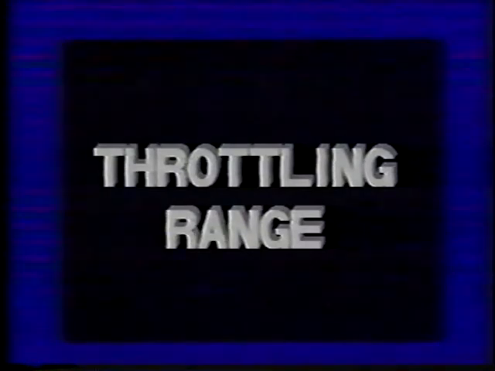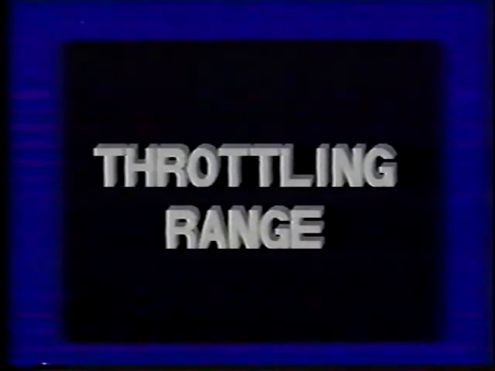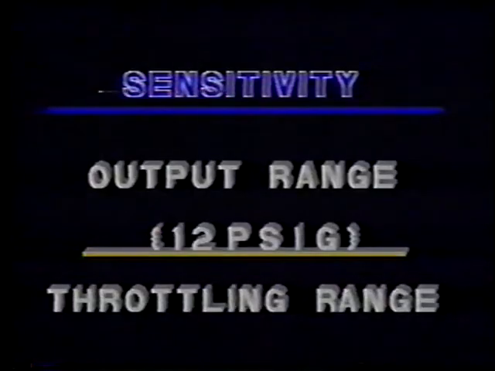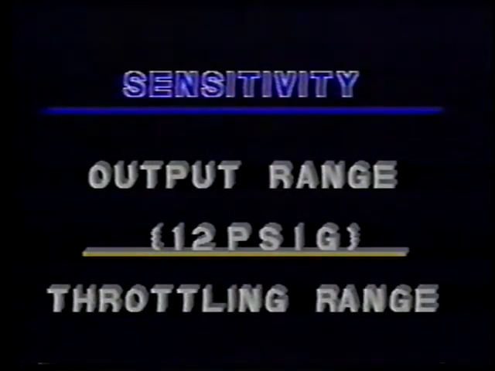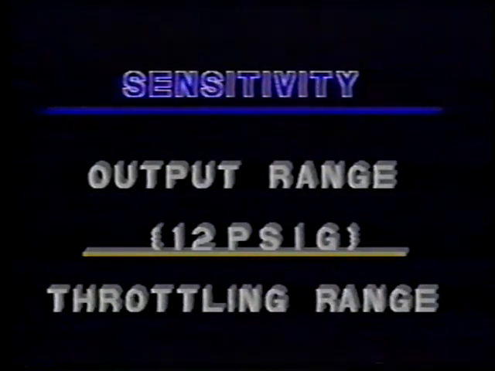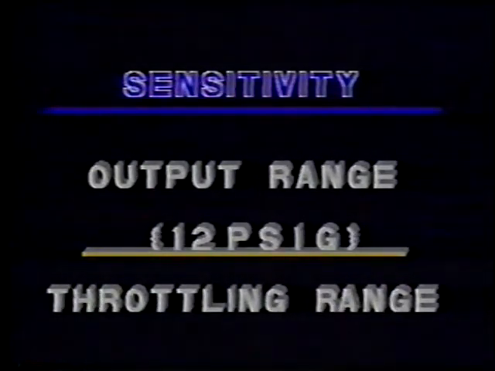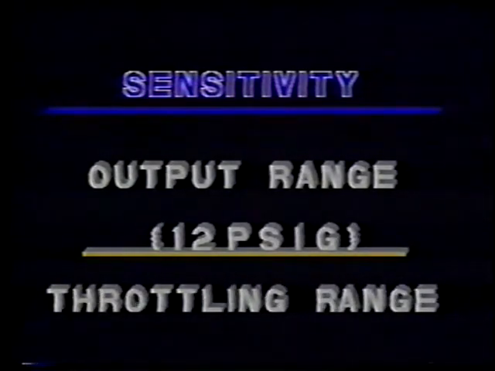This specific range is referred to as the throttling range of the controller, also called the proportional band. The term throttling range is referred to by some manufacturers as sensitivity. There is a direct correlation between throttling range and sensitivity. Dividing the output range, 12 psig, by the throttling range yields the psig change, or sensitivity per degree of change, in the controlled variable.